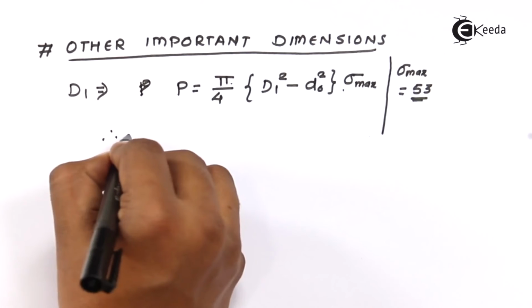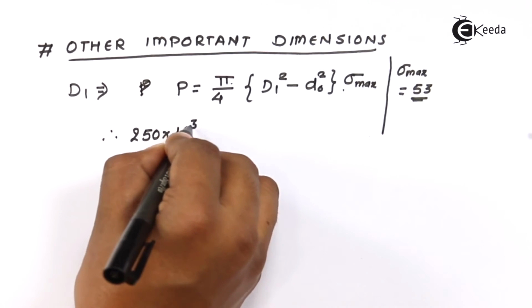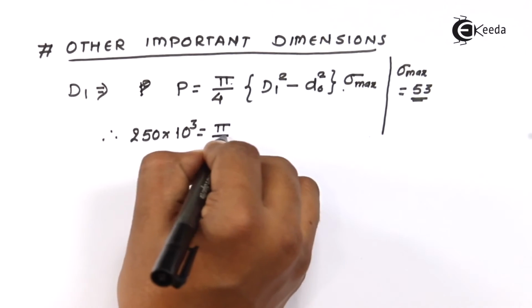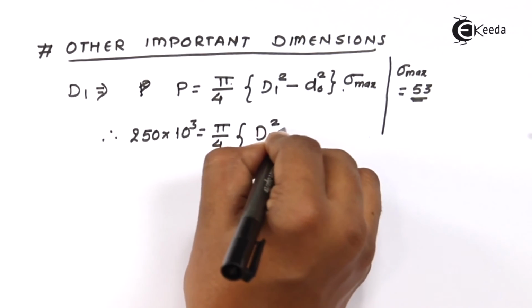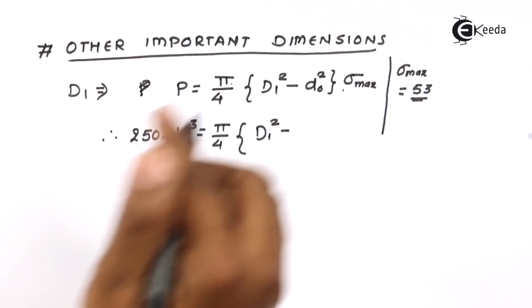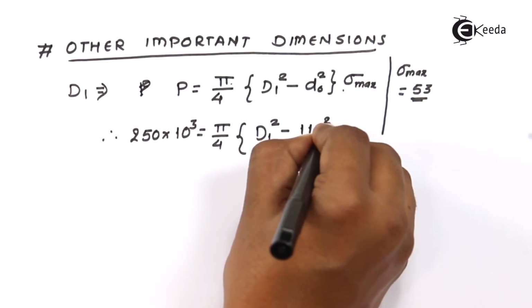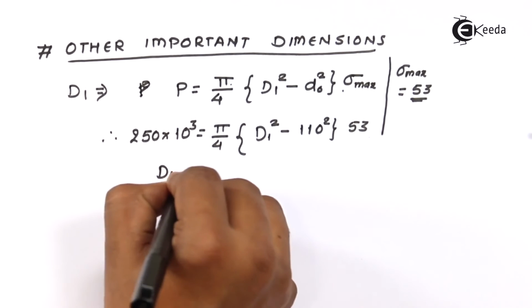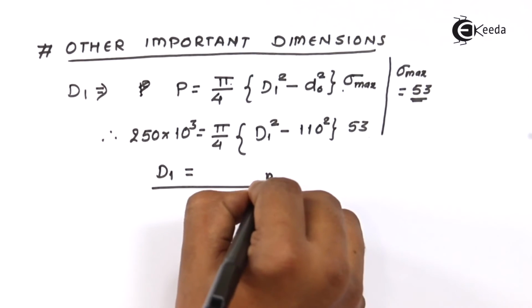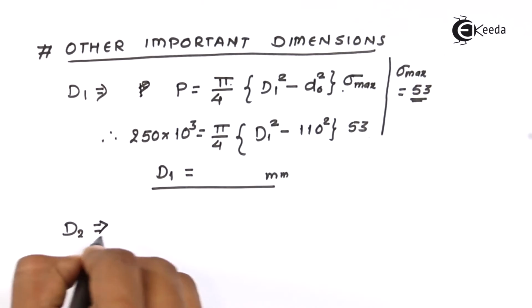So we know this value of P, which is 250 kilonewton, into pi by 4. D1 is the unknown. So the value of D naught we already have is 110 square into 53. So based on this, we are going to get value of D1 in millimeter. That's the first parameter. Second parameter comes D2 directly.